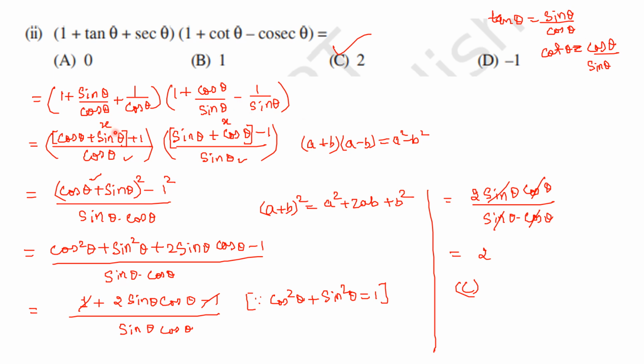So if you use that identity, it will become x square minus 1 square, isn't it? Now what is your x? X is cos theta plus sin theta. So I've replaced here cos theta plus sin theta whole square minus 1 square. And here I have expanded as a plus b whole square, and 1 square is 1. Again I have used the identity cos square theta plus sin square theta is 1. So 1 plus 2 sin theta cos theta minus 1. So 1 and 1 will get cancelled. Now 2 sin theta cos theta by sin theta cos theta. Then sin theta cancels, cos theta cancels, and I'm left with only 2.